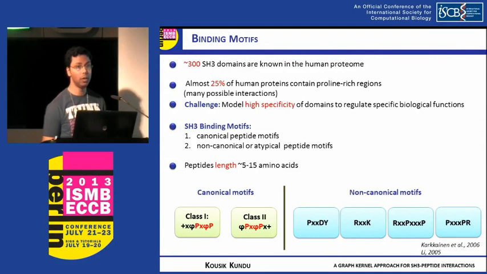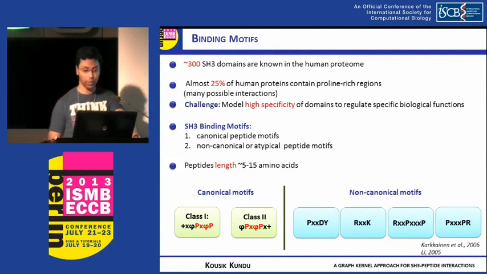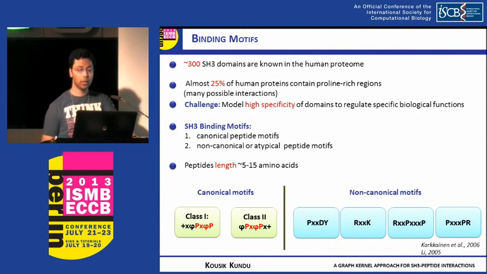Many motifs have been reported previously that can bind with SH3 domains. They are normally categorized into two: canonical peptide motifs, and non-canonical or atypical peptide motifs. The length of the peptide varies from 5 to 15 amino acids.